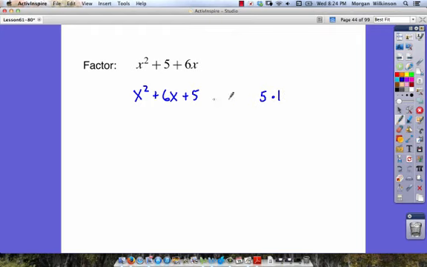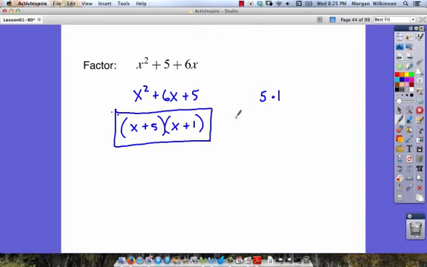And it works because 5 plus 1 is 6. So our answer is going to be x plus 5 times x plus 1. And we've successfully factored this trinomial. Let's box it and continue on.